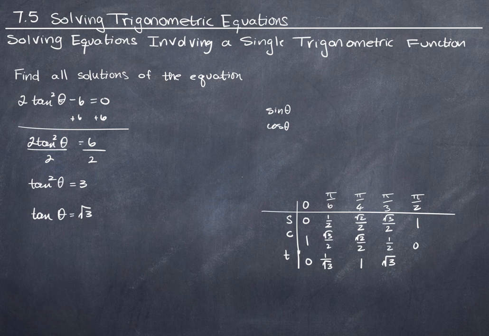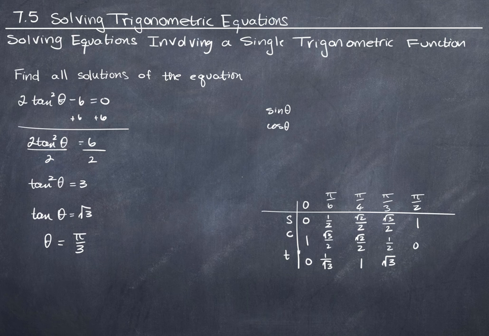That's what I have here. So the tangent of this angle is the square root of 3. And this angle is pi over 3. So my solution here is theta equals pi over 3. Now that's not my solution, but it's the sort of primary solution. It's the first solution that I can come up with.